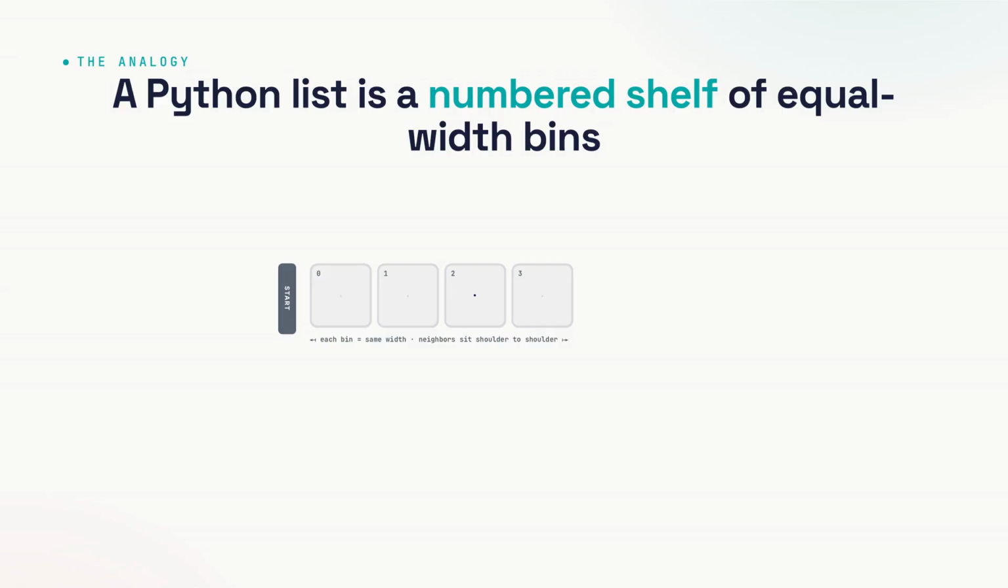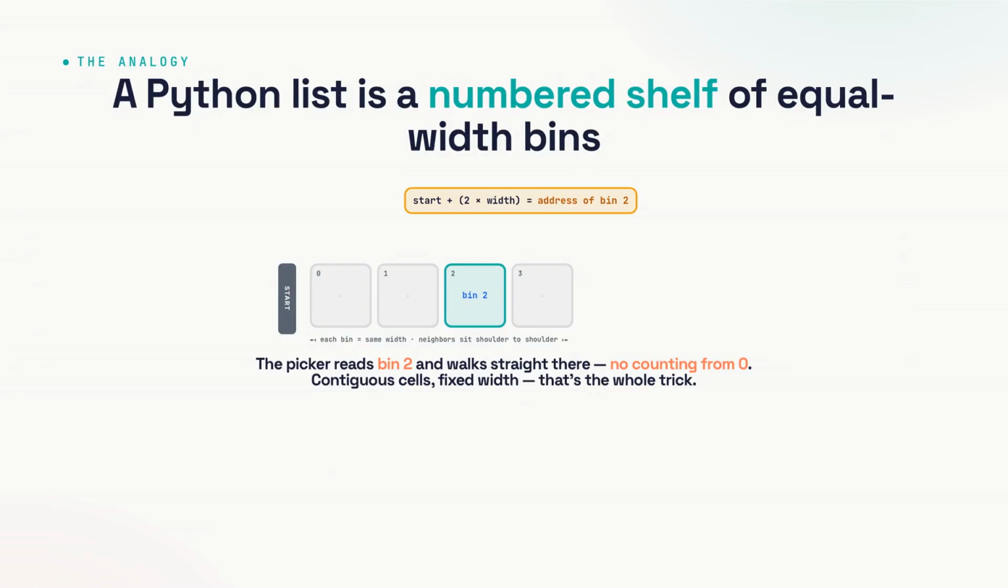Before any Python, picture a numbered shelf, a row of equal width bins, bin 0 at a known start. You hand over a tote, it goes in a bin. That's the whole shape of a list. The picker doesn't count from bin 0 to find bin 2. They run a little address calculation, start plus 2 times the bin width, and that's the address of bin 2. One step every time. That trick only works because two things are true. The bins are contiguous, shoulder to shoulder, and every bin is the same width. So the picker walks straight to bin 2, no counting from 0.